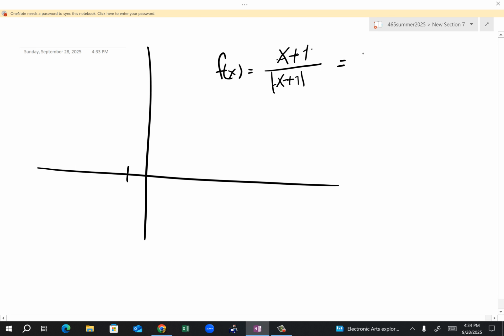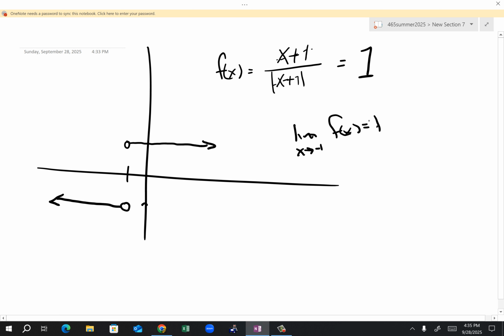So this is 1, kind of. So it turns out that from here over, it's 1. And from here over this way, it's -1. What happens there? Nothing. It doesn't exist there. Is it an asymptote? No, just a hole. Well, which position does it take on? Well, it can't be -1. So the limit as x approaches -1 of f(x), well, first of all, does not exist.